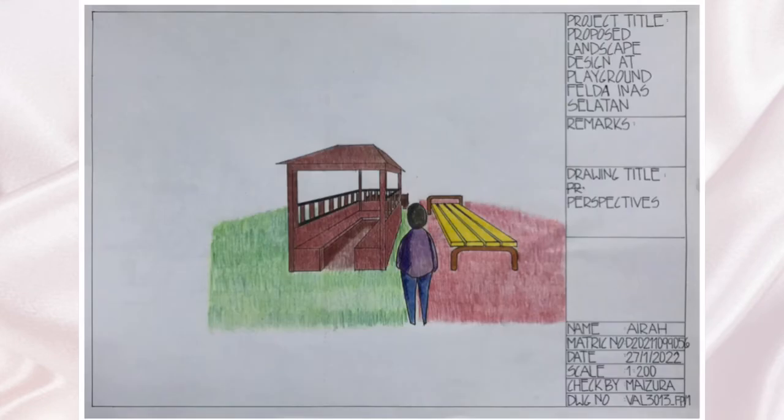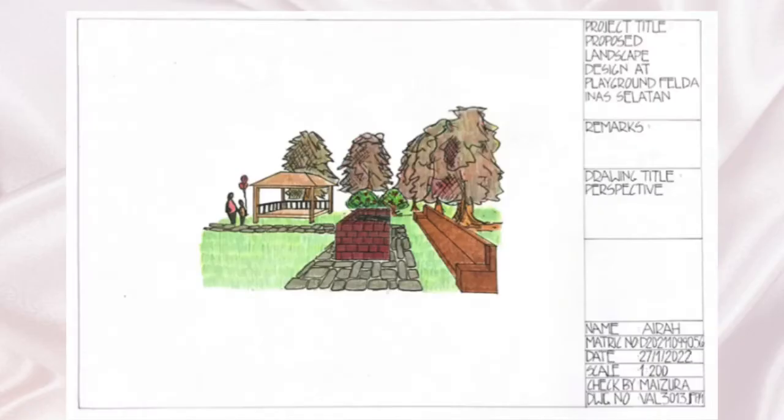On this task, I need to provide 2 perspectives. First, I choose the view from the outdoor gymnasium and relaxing area. Second, I choose the view from the barbecue area.